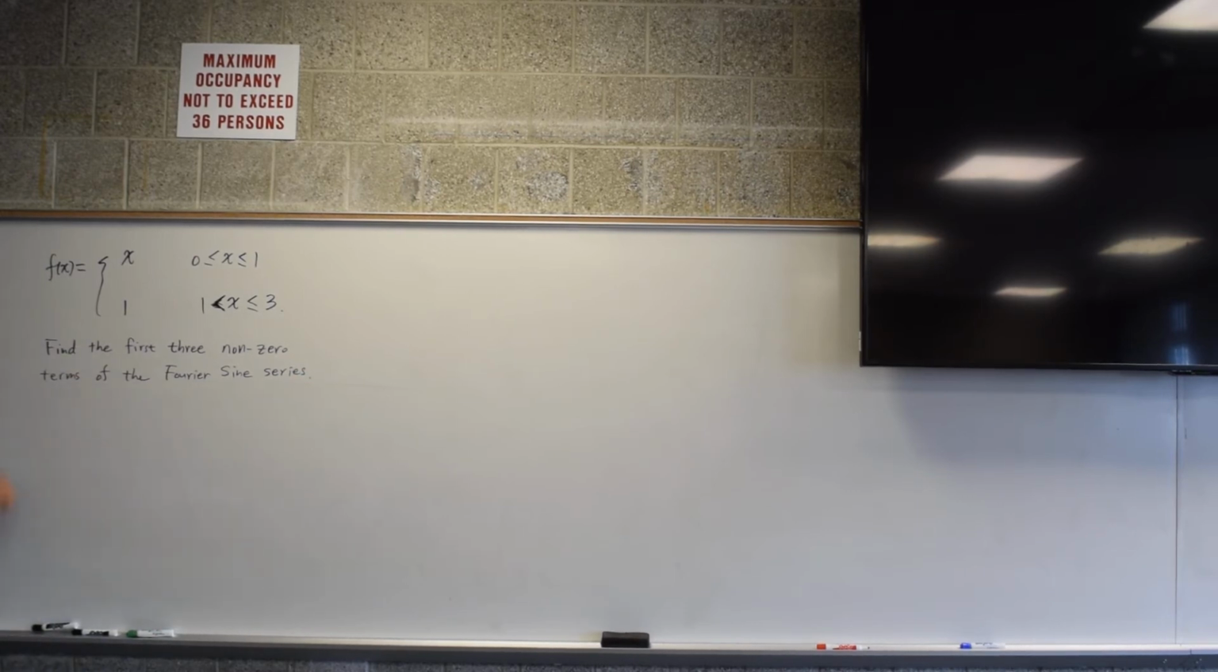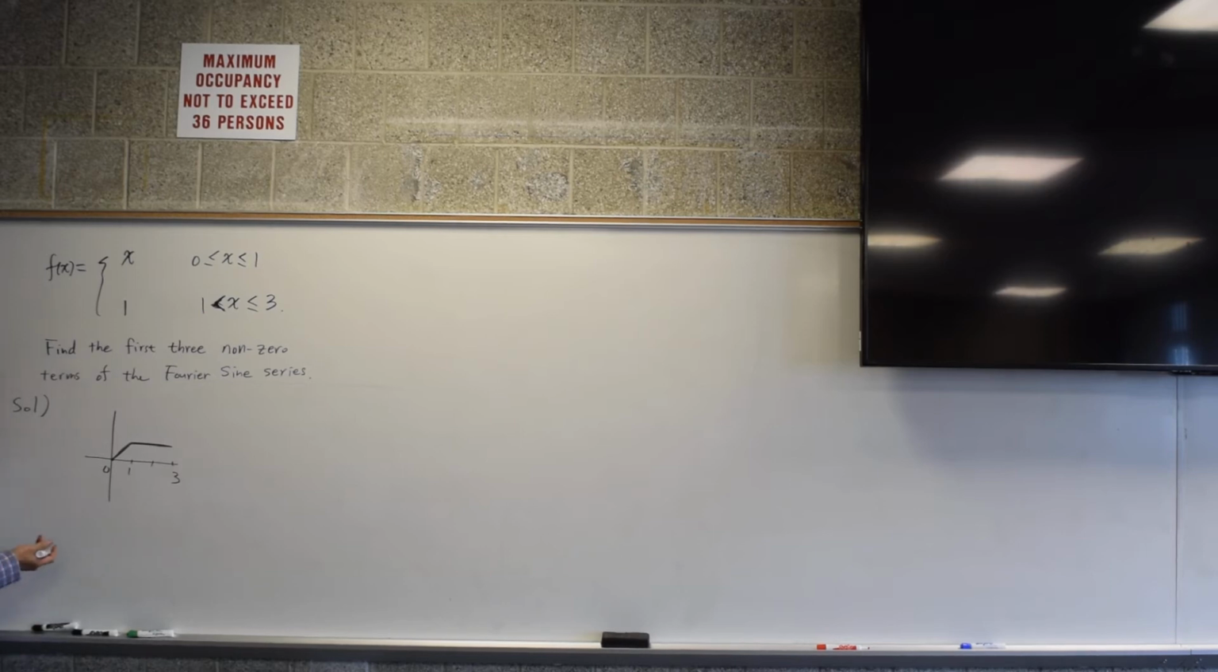Now, we don't actually have to graph this function to know what's going on. All you have to do is just calculate. But just out of curiosity, let's see what this function is doing. This function is defined from 0 to 3. And from 0 to 1, it's a straight function, y equal to x. And then once it reaches 1, it flattens out. It's a constant function after that. So you have this function, and you're trying to find the Fourier sine series.